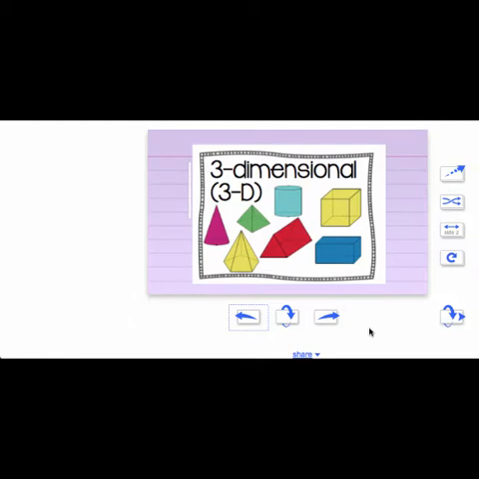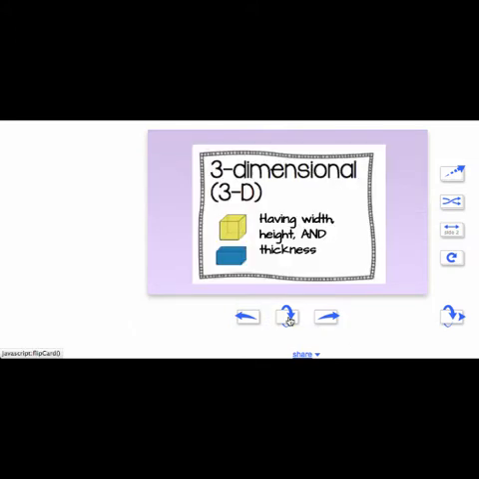Hey there, here's some words that you're going to need to know for today. First one, three-dimensional or 3D. Three-dimensional or 3D is having width, height, and thickness. These are usually objects you can pick up and hold and touch.